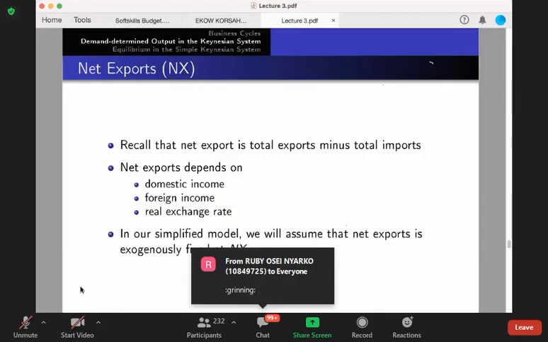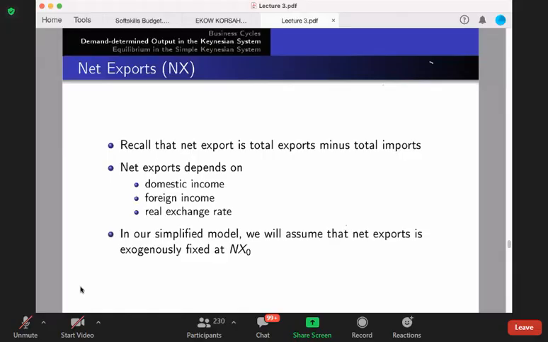So let's move on. Net exports depends on domestic income. It depends on foreign income. It also depends on what? The real exchange rate. If incomes are increasing, people will want diversity in the type of goods that they consume. So we'll see people being ostentatious and then buying foreign goods. So that's where domestic income determines net exports.